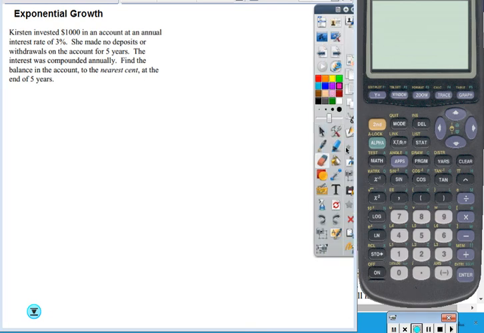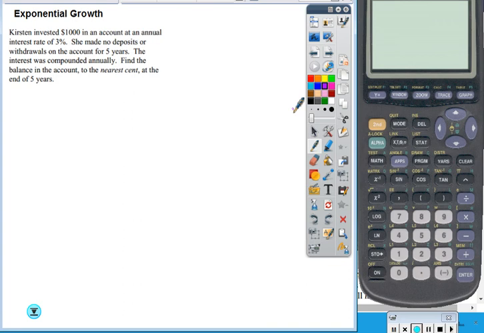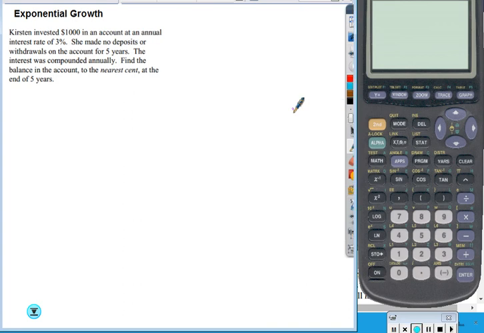So when we do a problem like this, the words that we want to look for are words such as annual interest, and if we see a percent, we know that we're dealing with either exponential growth or exponential decay. In this problem, we know that it is exponential growth because we could see that the interest is being compounded annually, meaning that she is making money each year.